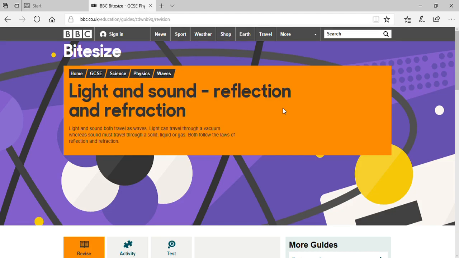So here, beta, our today's topic is light and sound, reflection and refraction. First of all, we have to understand reflection and refraction. So the first topic is reflection. Reflection is the process in which a ray of light strikes a smooth or polished surface and bends back to its initial medium.